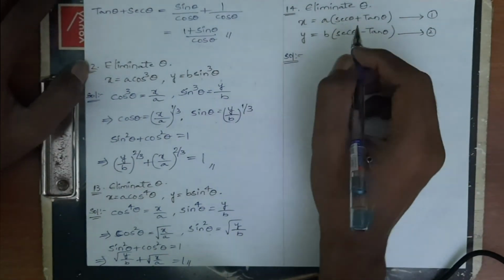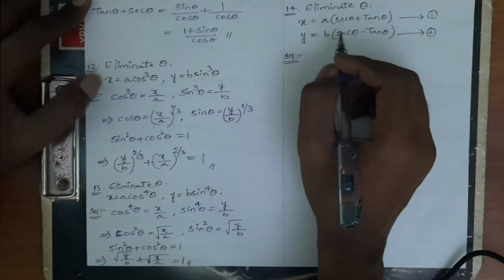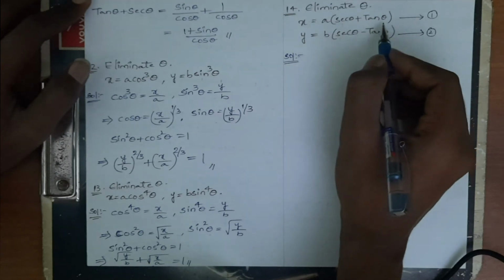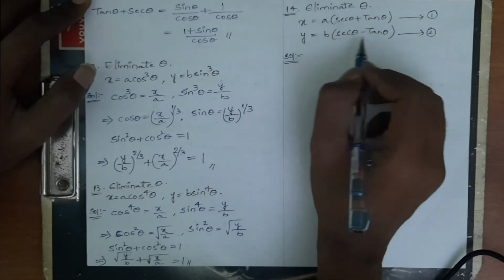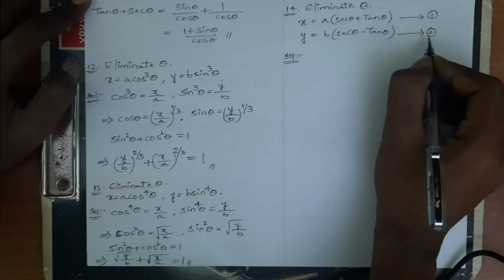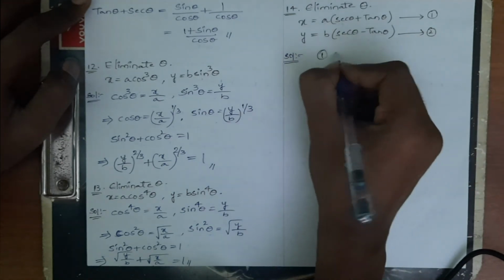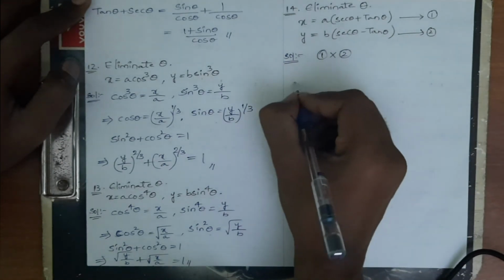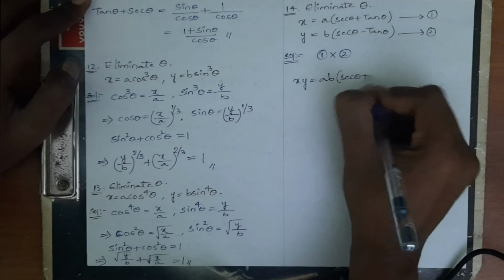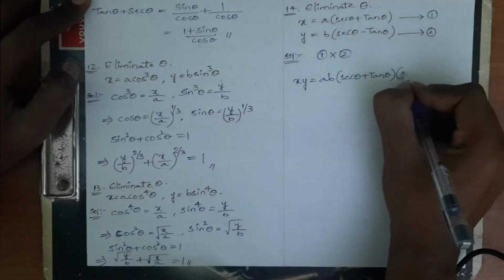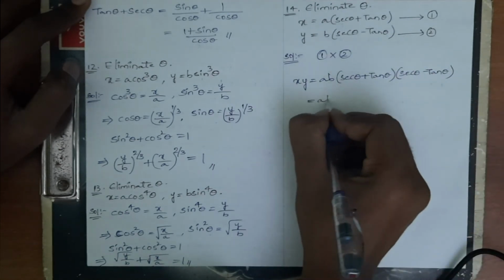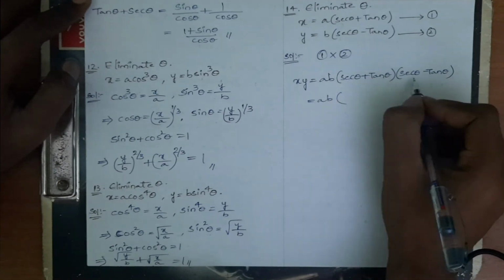The next question is the same kind of question, but with different equations. Eliminate theta, where x is equal to a into (secant theta plus tan theta), and y is equal to b into (secant theta minus tan theta). Let us consider this as the first equation and this as the second equation. Now let us multiply both of these. What we get is xy equal to ab into (secant theta plus tan theta) into (secant theta minus tan theta).